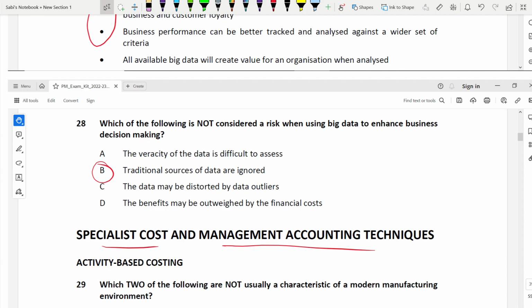So these are some tips that I can give you for Performance Management. Best of luck and take care.